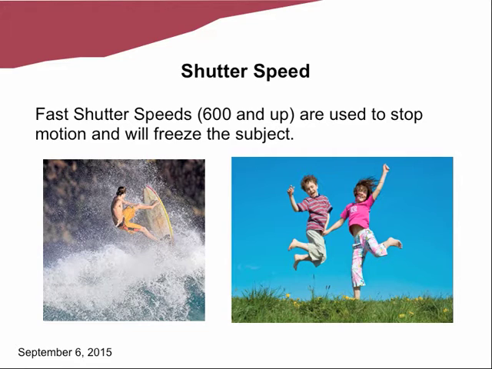As you can see, I've got a couple examples here of shooting on fast shutter speeds, 600 and higher. If you shoot on fast shutter speeds, what this gives you the ability to do is essentially stop motion. It freezes your subject. As you see, I found this lovely photo which has the guy on the surfboard where it's stopping motion. It freezes the subject while he is surfing. Same with the kids jumping. They're actually frozen while they're in motion.